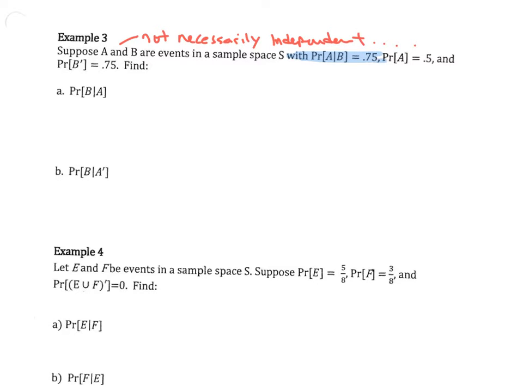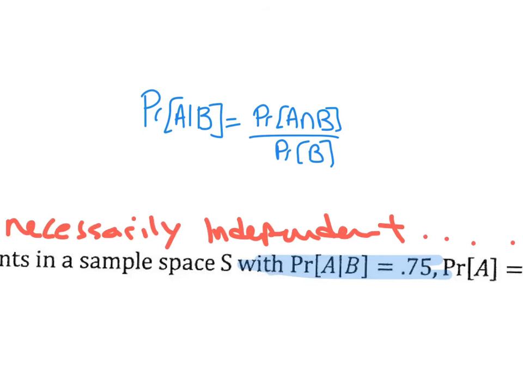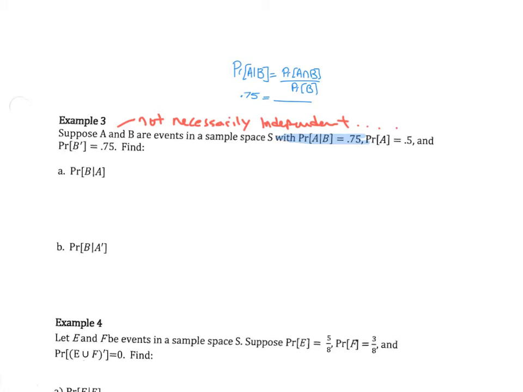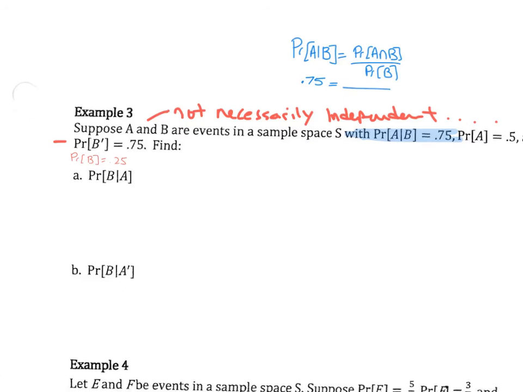Okay, so that's conditional. And the formula that goes along with that is the probability of A given B equals the probability of A and B over B. This part was given to us as 0.75. The probability of B is actually not given, but we can find it. If you look, it says right here the probability of not B is 0.75. Therefore, the probability of B must be 0.25. Remember, complements should always add up to 100%.